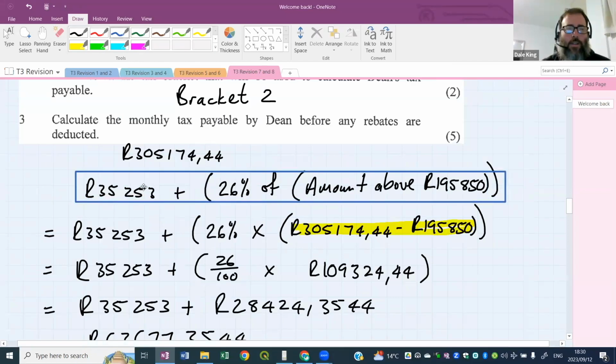It says you need 35,000 plus 26% of an amount. In this final bracket here at the end, this one here is an amount, and this amount is the amount above 195,000 that you are. So you've got to work out how much you are above 195,000, taking your annual salary. So to find out how much above, like you told me, you've got to subtract it, and that'll give you this value here. Correct.